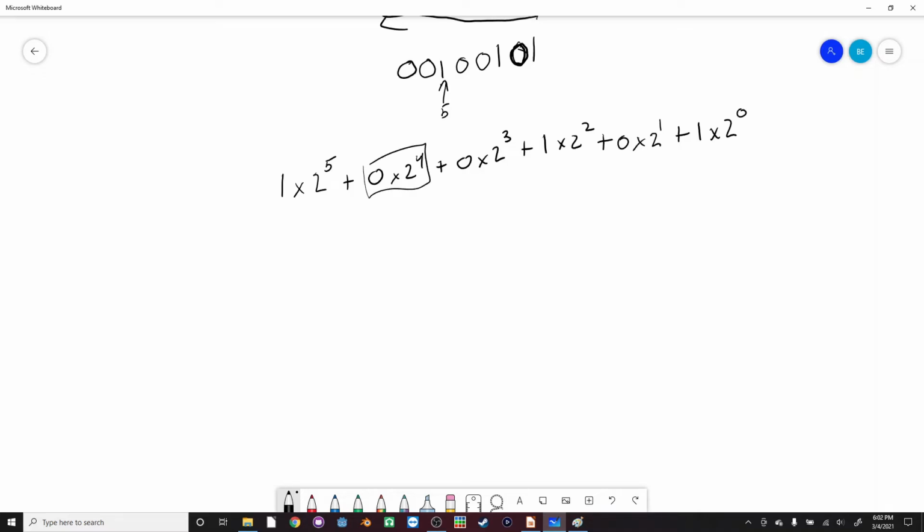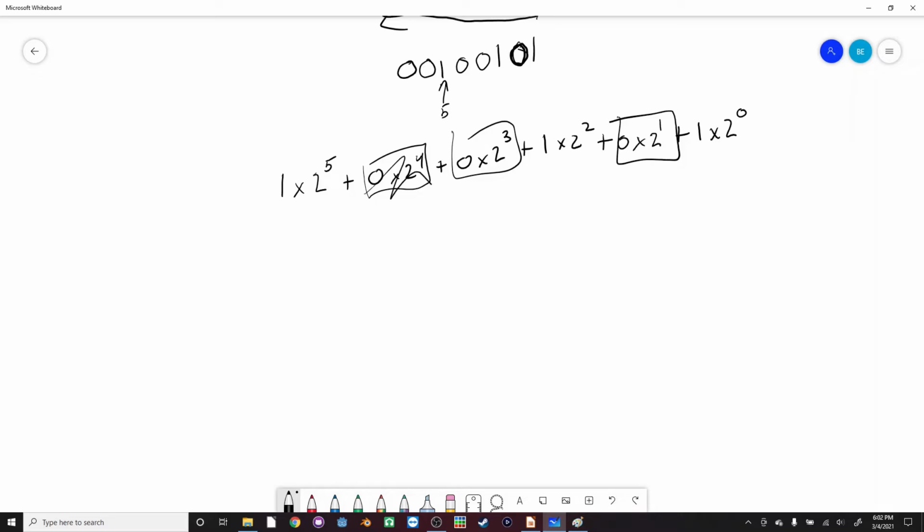So I'm going to start with this one, which is the 0, 1, 2, 3, 4, 5, 5th position. 1 times 2 to the 5th plus 0 times 2 to the 4th plus 0 times 2 to the 3rd plus 1 times 2 to the 2nd plus 0 times 2 to the 1st plus 1 times 2 to the 0th. I am not used to writing on a touchscreen.